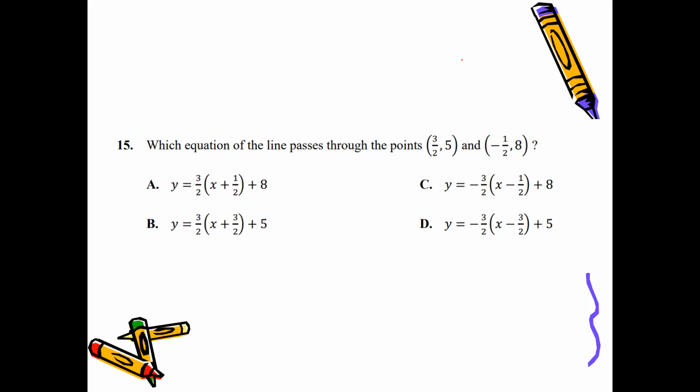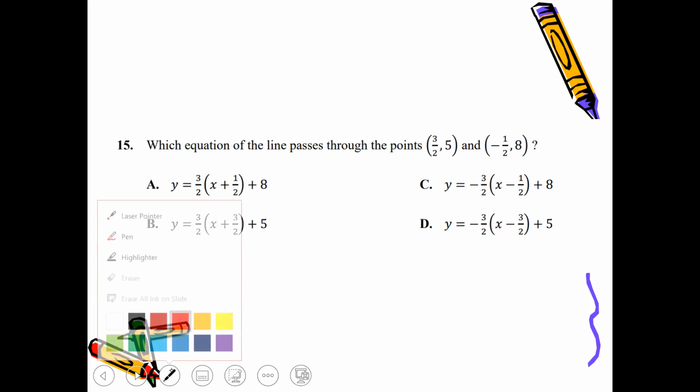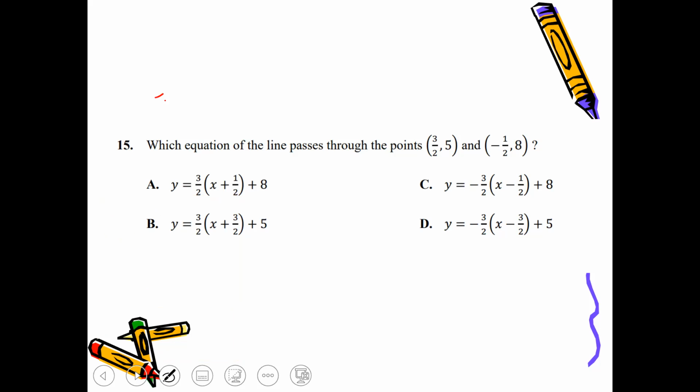All right, which equation passes through this? So this is like a slope question. So you're going to put m is equal to y2 minus y1 over x2 minus x1. That's the first thing you do. That's your slope formula, okay?